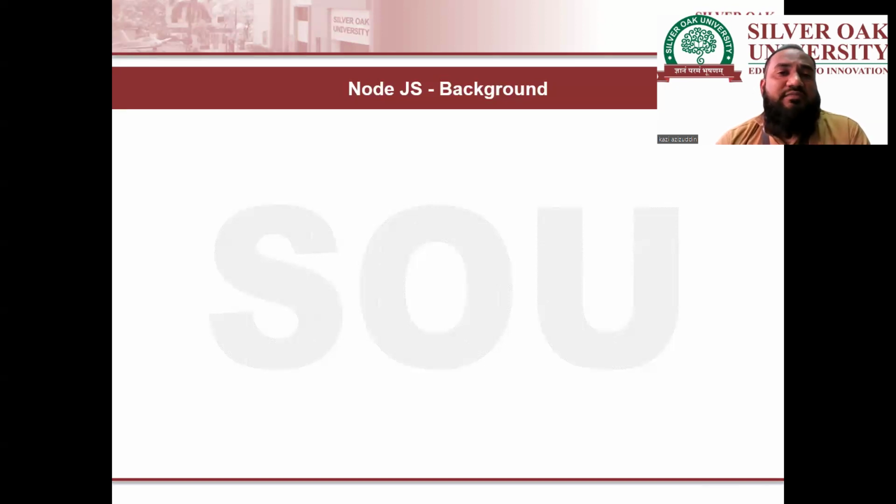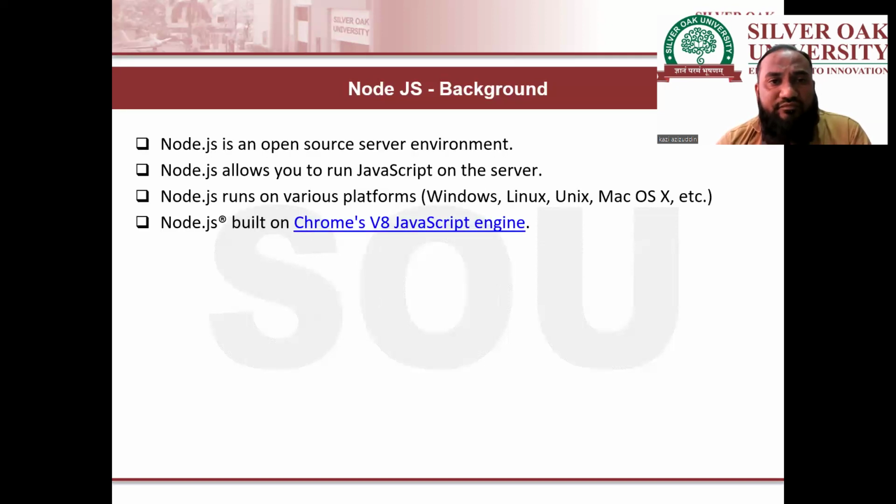So now Node.js background. So exactly what is Node.js? Node.js is an open source server environment. It is open source, freely available, so you can easily download it without cost, and it is a server environment. That means with the use of Node.js, we can run JavaScript on a server. So Node.js allows you to run JavaScript on the server.